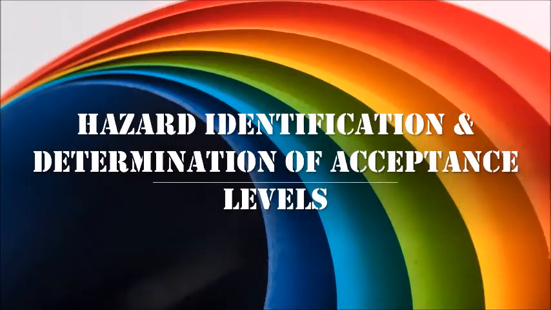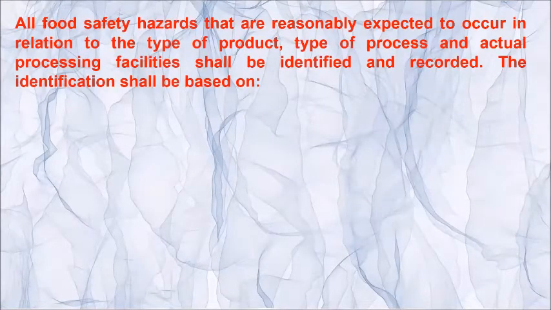So moving ahead, hazard identification and determination of acceptance levels. The first part speaks about the food safety hazards that are reasonably expected to occur in relation to the type of product, type of process, and actual processing facilities. They shall be identified and recorded. So in your steps, in your stages, one should be able to know where and when the hazard could occur. Now how this identification shall be done, we'll see in just a moment.